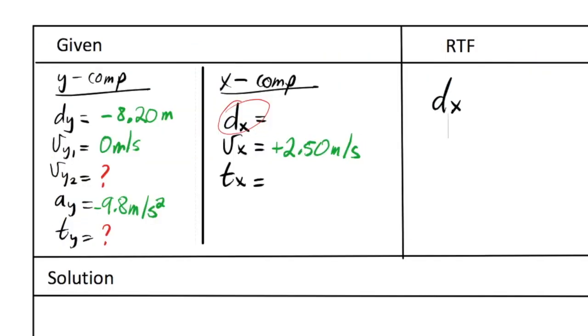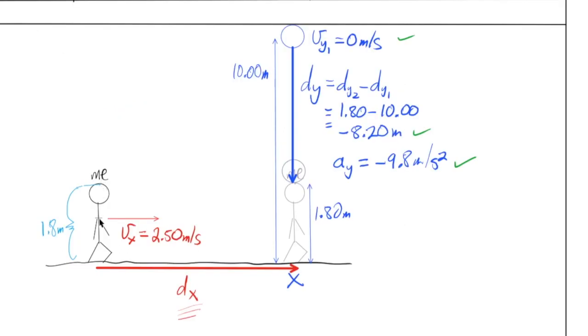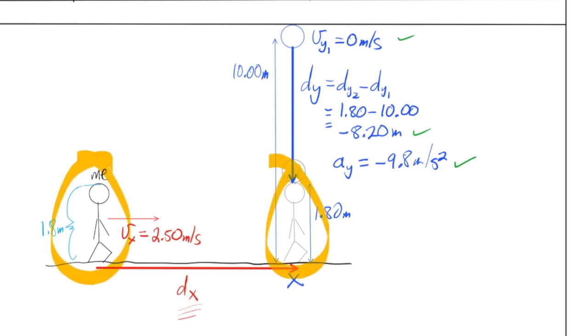Well, there's a problem. In order for us to be able to solve for dx, I need two things. I need the speed, which is what we have, but I also need the time, which we don't. But here is the thing, and you can't solve this problem without understanding this idea. The time it takes for me to walk from this position here to this position here has to be equal to the amount of time it takes for the ball to fall from here to here.